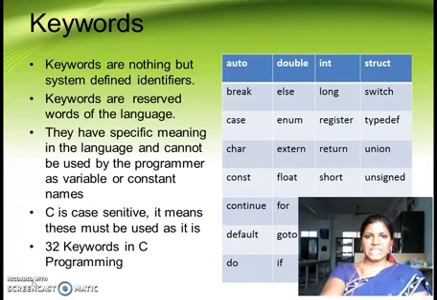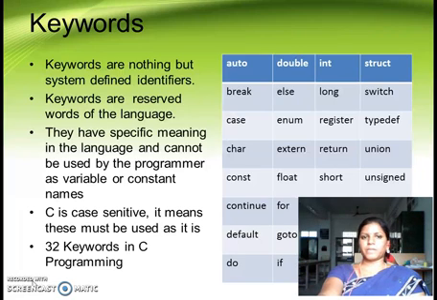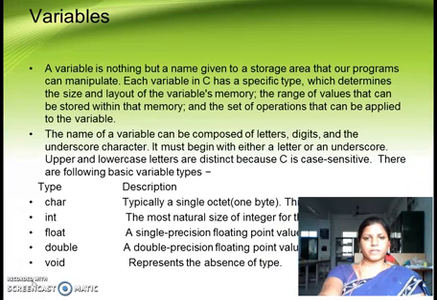Next we will see the keywords. Keywords are system-defined identifiers. Keywords are reserved words of the language. They have a specific meaning in the language and cannot be used by the programmer as variable or constant names. C is a case-sensitive language, which means uppercase must be used where uppercase is required and lowercase where lowercase is required. There are 32 keywords in the C language. Some examples are break, case, else, long, switch, enum, register, typedef, all included in the keywords.